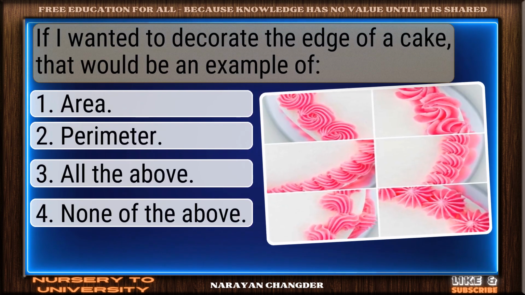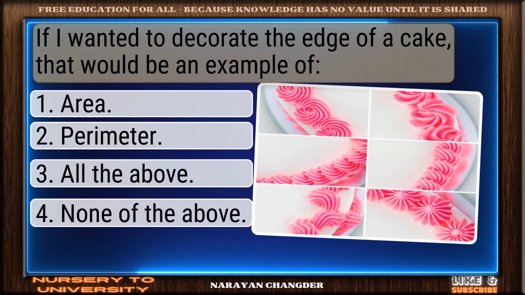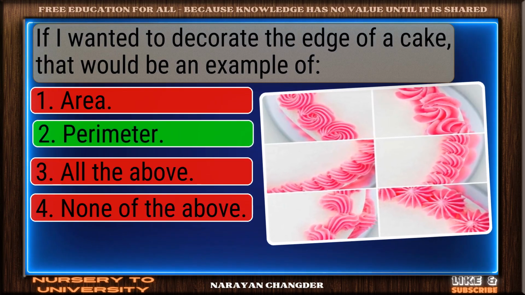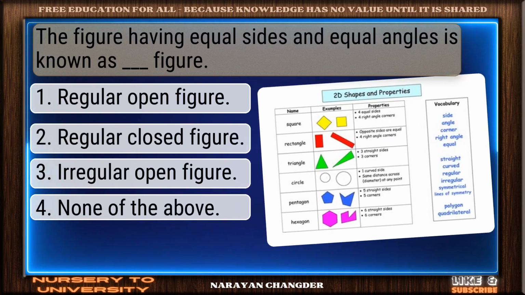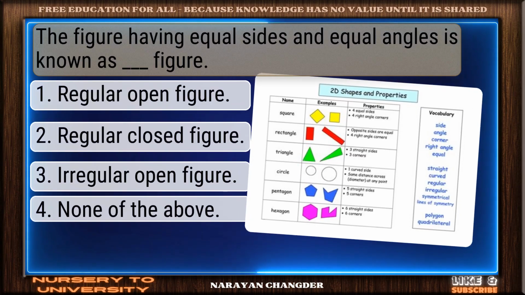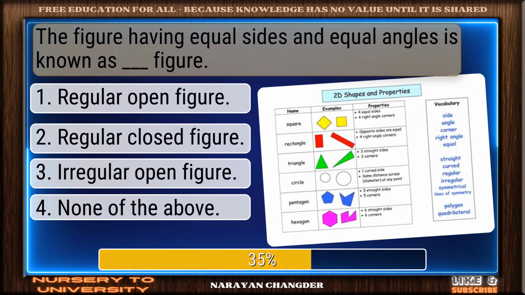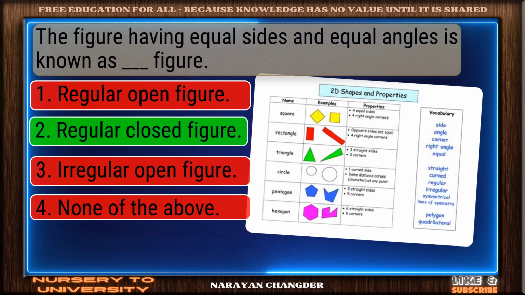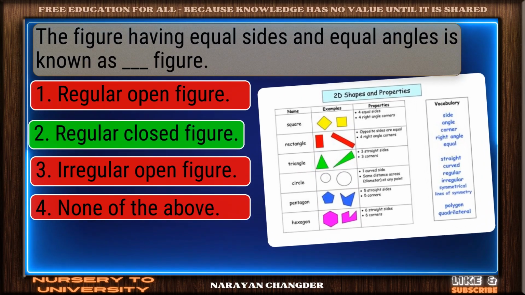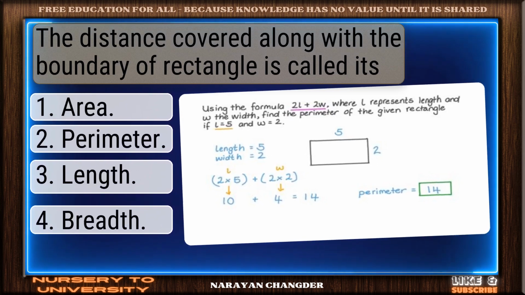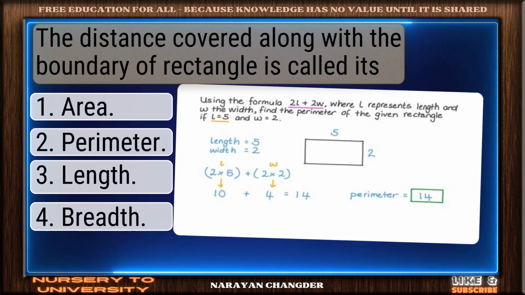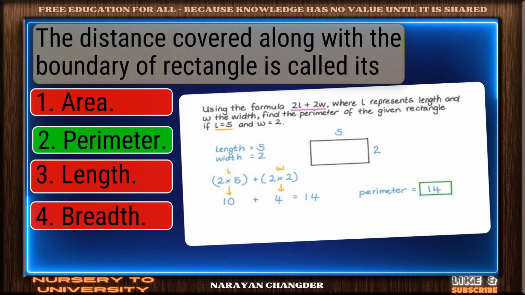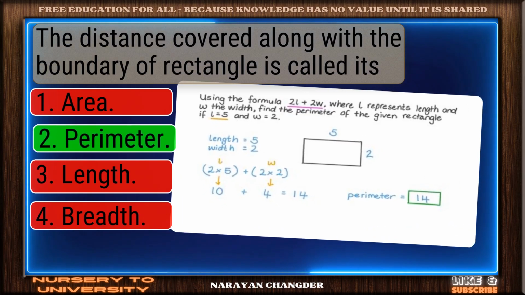If I wanted to decorate the edge of a cake, that would be an example of. Correct. Perimeter is the right answer. The figure having equal sides and equal angles is known as dash figure. Strong choice. Regular closed figure is the right answer. The distance covered along the boundary of a rectangle is called its. Smart move. Perimeter is an accurate answer.